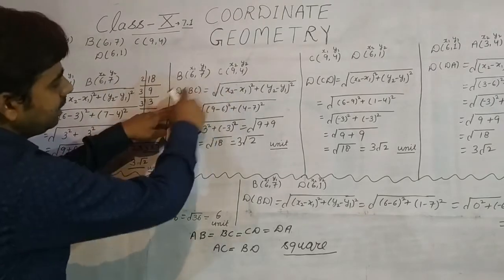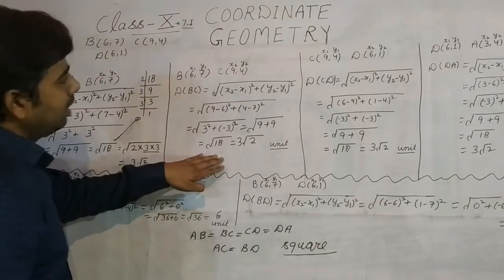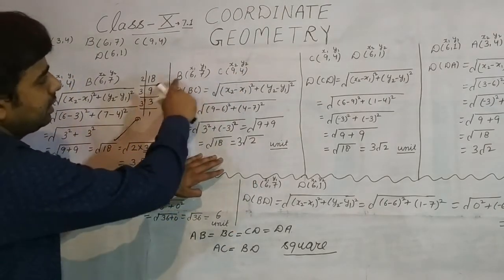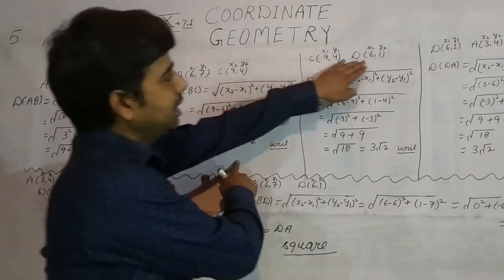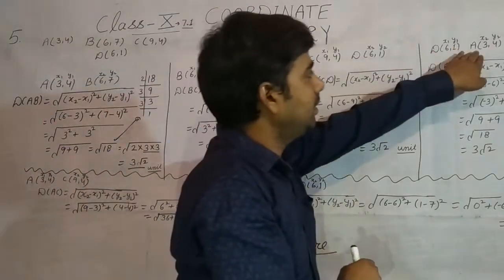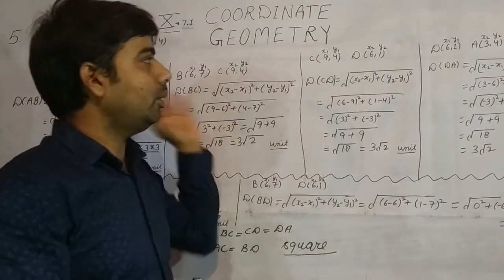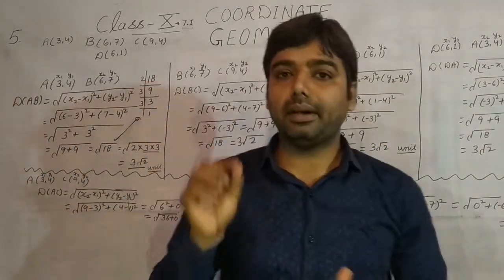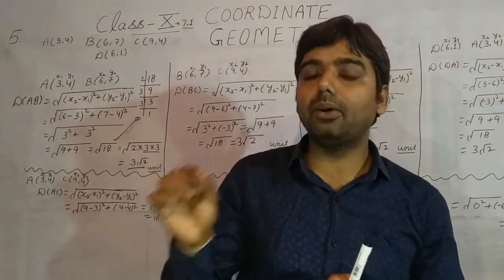Distance between CB. This is the distance of BC, and this is the distance of CD. This is the distance of DA. After finding all these distances, we can see that AB, BC, CD and DA all are equal.